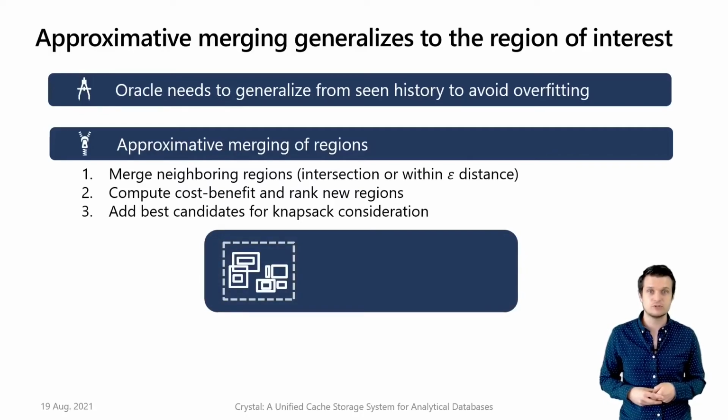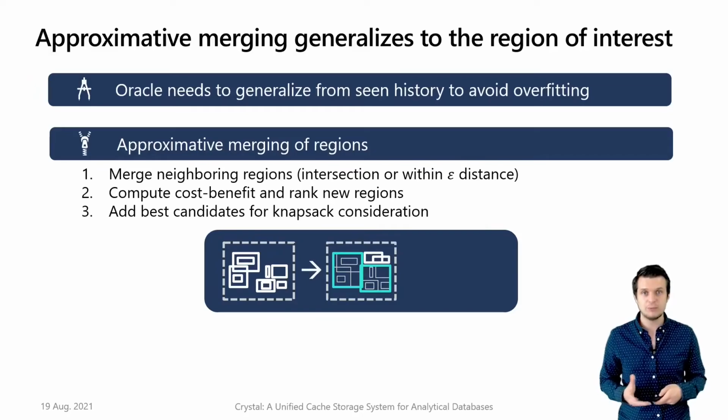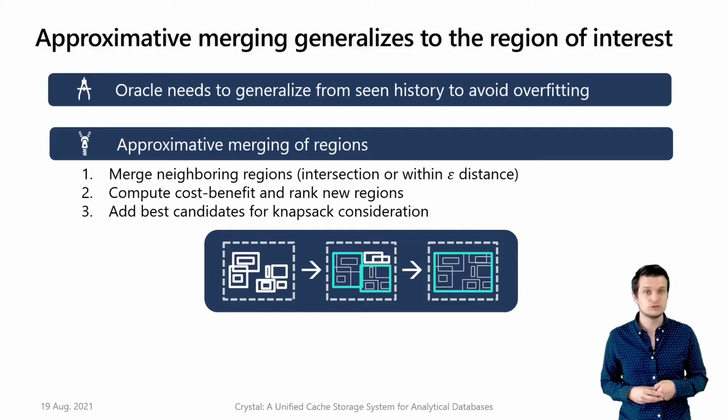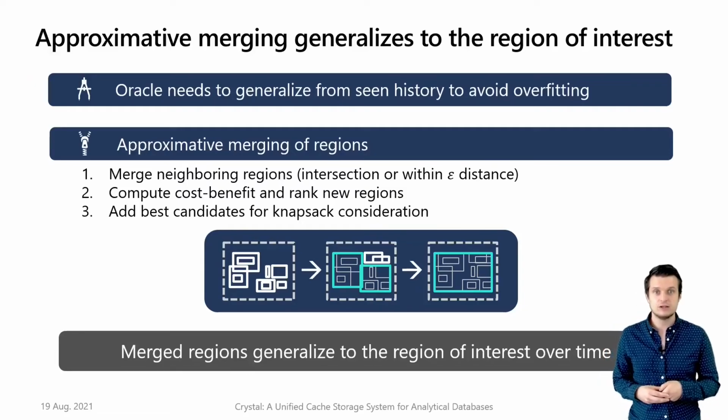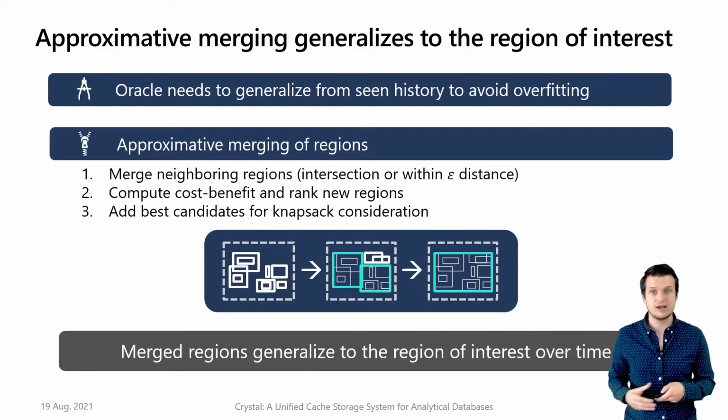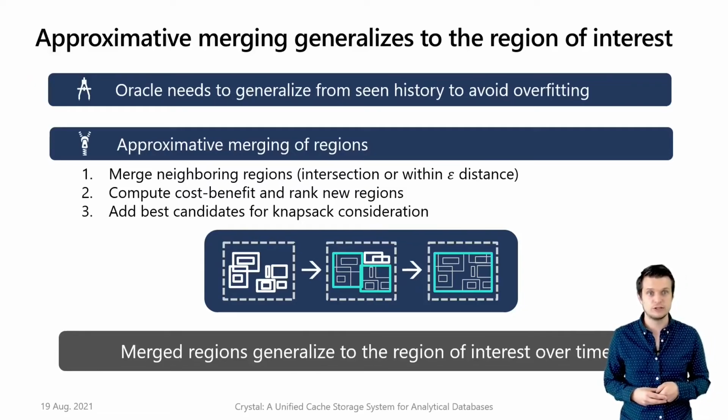So how does this approximative merging work? In this example, we see on a 2D space multiple predicates from a host database management system. Now, we apply approximative merging and find these light blue rectangles. Additionally, we see new queries coming from the database management system, so in the next iteration, we can find the region of interest more easily, which we then feed back to the knapsack algorithm. With that, we can actually find the generalized region of interest over time with our approximative merging strategy.